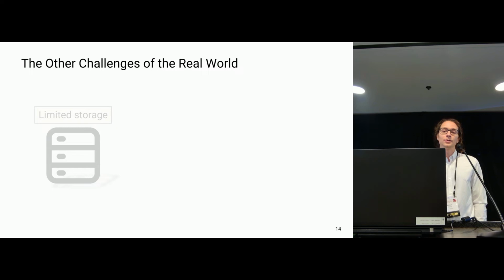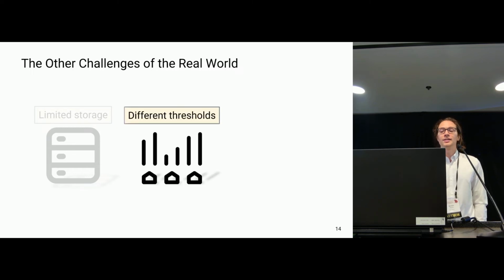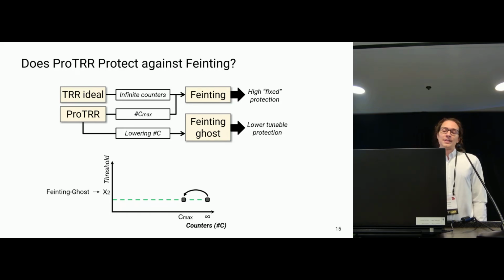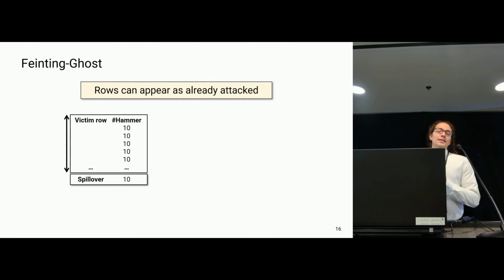So the question is, what happens if we lower the number of counters? So let's introduce the second challenge of the real world, which is different row hammer threshold for different devices. In the paper, we showed and proved that lowering the number of counters is possible, and fainting adapts in what we call fainting ghost, basically becoming more effective against a lower number of counters, which is exactly what we want, right? We want a tunable protection. And of course, we proved this. So what exactly is fainting ghost?